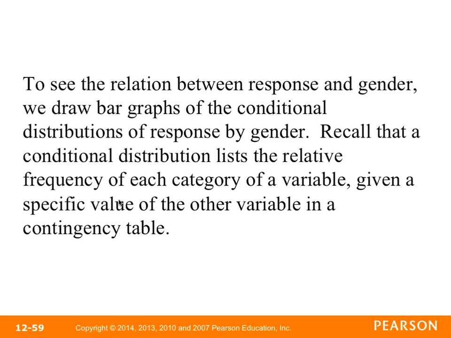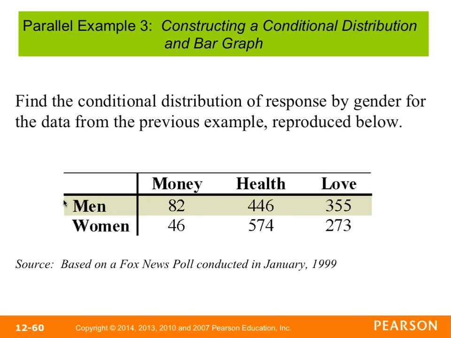So to see the relation between response and gender, we can draw bar charts or bar graphs of the conditional distributions of response by gender. You need to remember that a conditional distribution lists the relative frequency of each category of a variable given a specific value of the other variable in a contingency table.